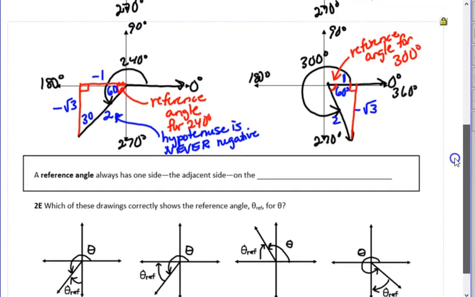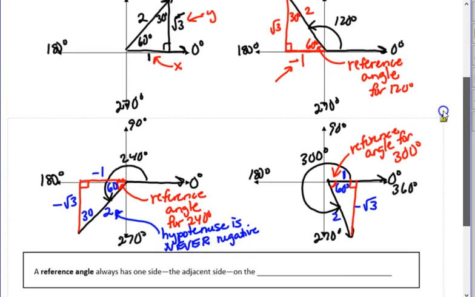So something else to remember is that a reference angle always has one side on the x-axis, the adjacent side. So just always remember that you have to have one side on the x-axis. And that will lead us into the next video.